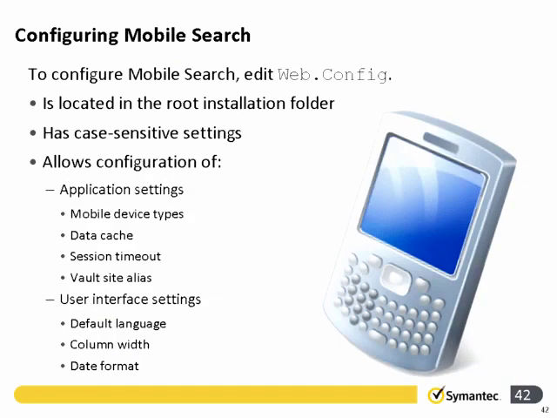So, configuring the mobile search, you can edit the web.config file. It's located in the root installation folder for the mobile search server. It is case sensitive when you're making entries in there, and it allows you to configure a variety of different types of access, including the mobile device types that are going to be supported, the data cache, your session timeouts, the Vault site alias, and also it can modify certain user interface settings, including the language supported, the column width for seeing the details of your archives and these items that you found in your search interface, and the date format at which you wish to display this.